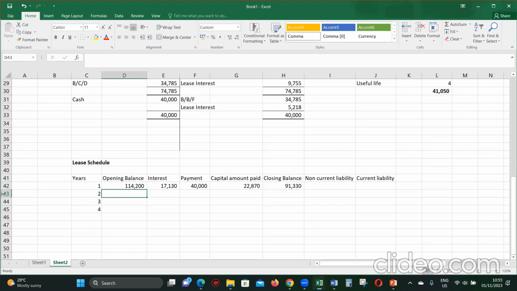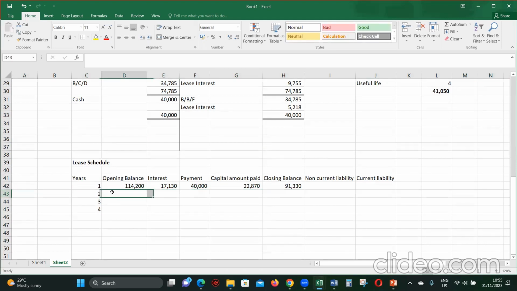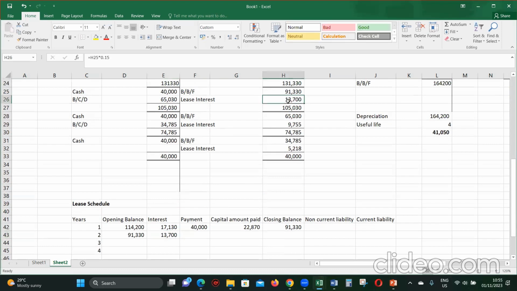Now, second year. What is the opening balance? The second year opening balance is the closing balance of last year, which means 91,330. What is the interest of the second year? 91,330 multiplied by 15%. Are we correct? Yes. 13,700, as previously computed. What is the payment? 40,000.